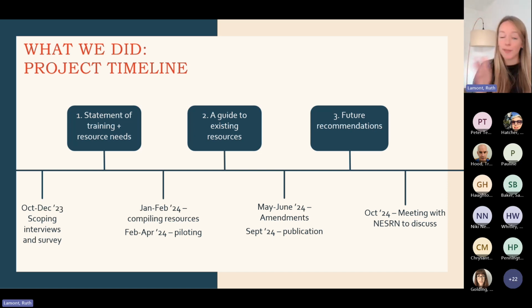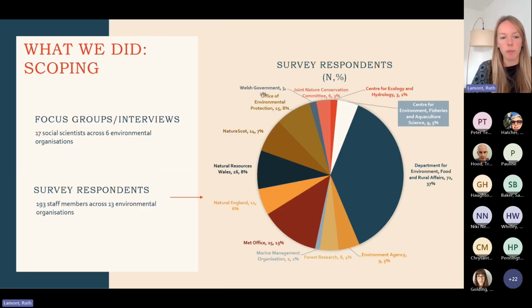And so we've now delivered this project. We're still in the future recommendation space. We're still having conversations about what's next. But I can thankfully tell you about what we've done so far, which is the majority of the project. So what did we actually do?